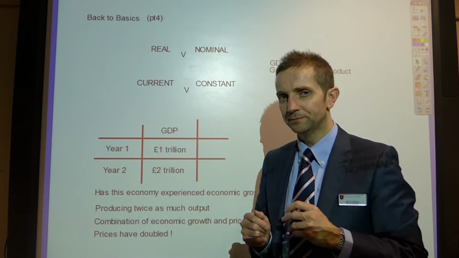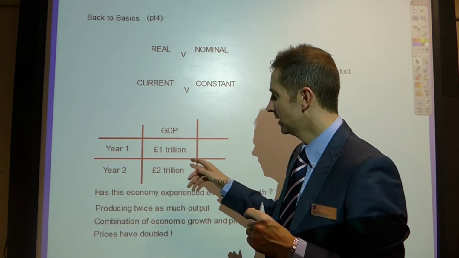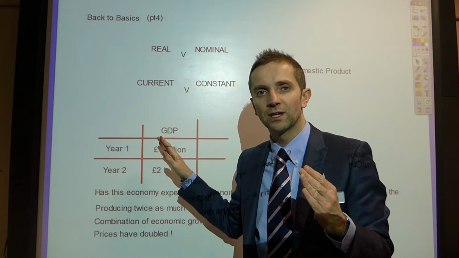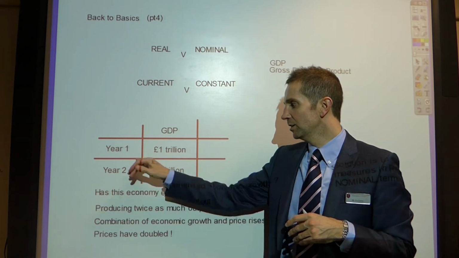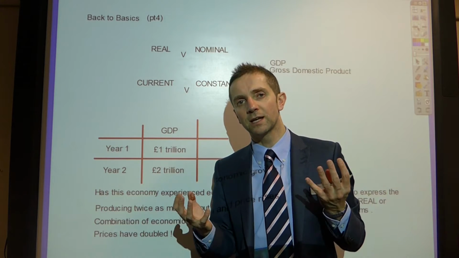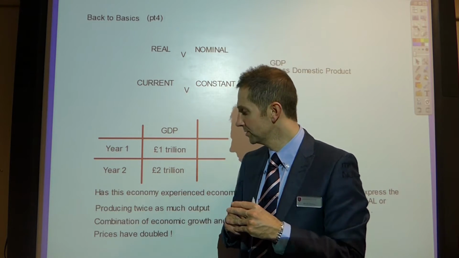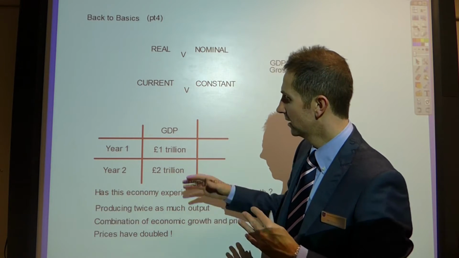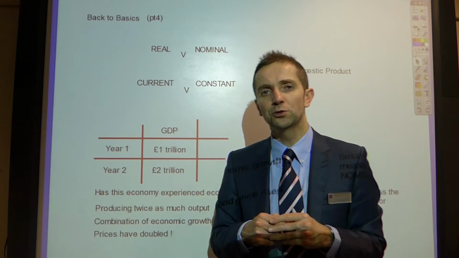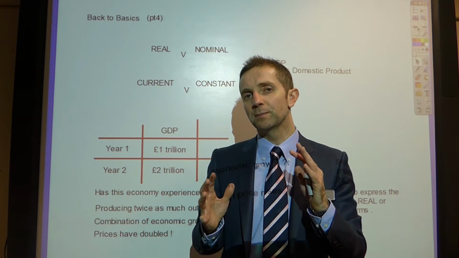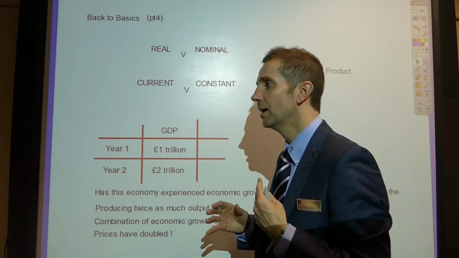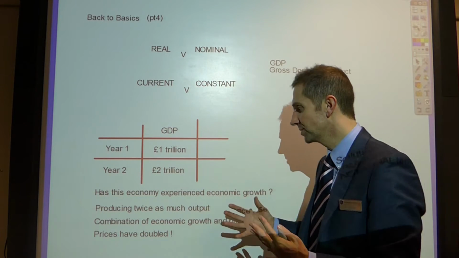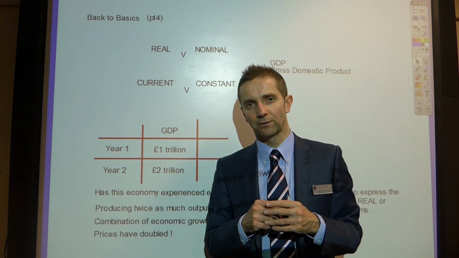So here we have a table for an economy with 2 years of data, and we've got GDP, gross domestic product, on the table. Year 1 GDP totals a value of £1 trillion, and in year 2 total GDP totals 2 trillion. Now, you might be presented with data like this in the exam, and you're then asked, has this economy experienced any economic growth?